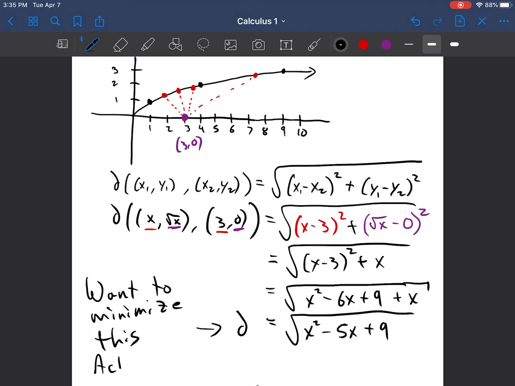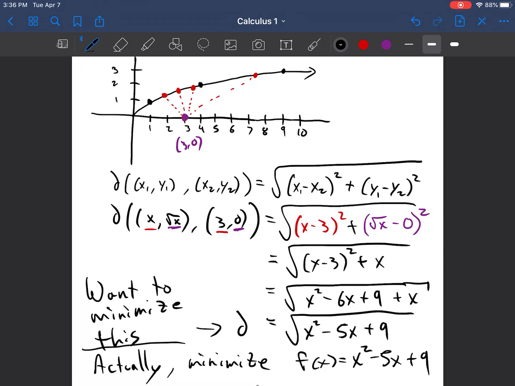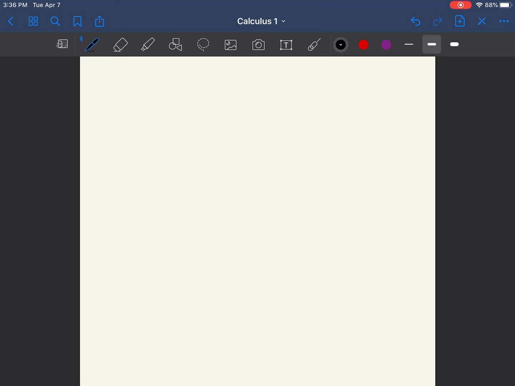So actually, minimize, so we're going to minimize the function f of x equals x squared minus 5x plus 9. Okay? Because if we minimize this inside part, it's really the same as minimizing the whole square root. Okay? So we're going to focus on finding the minimum of this function. Okay? So now let's go ahead and do that. So, okay, so I'm going to write that function down over here.